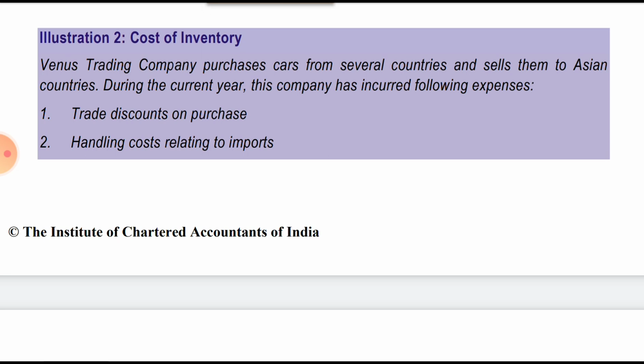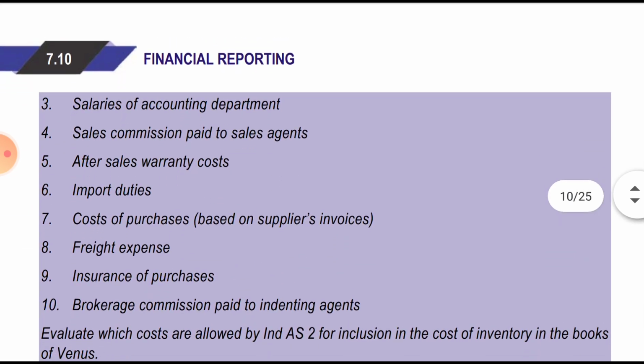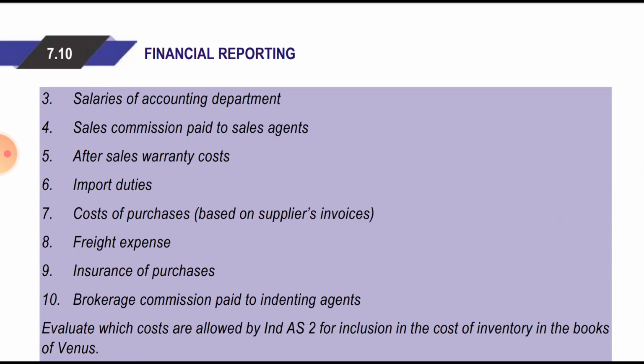Venus Trading Company purchases cars from several countries and sells them to Asian countries during the current year. The company had incurred the following expenses: trade discount on purchases. Trade discount will be deducted from the cost of inventory. Handling cost relating to the import will be added to the cost. Salary of the accounting department will be excluded. Sales commission paid to sales agent excluded. Other after-sale warranty cost excluded.